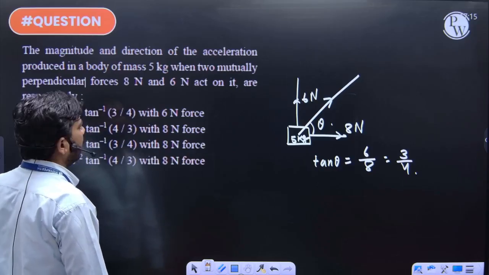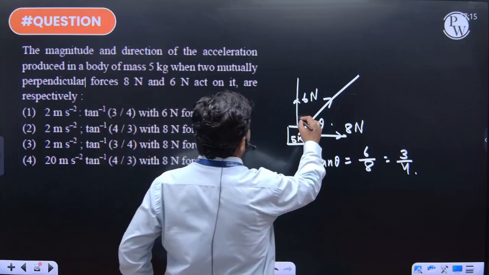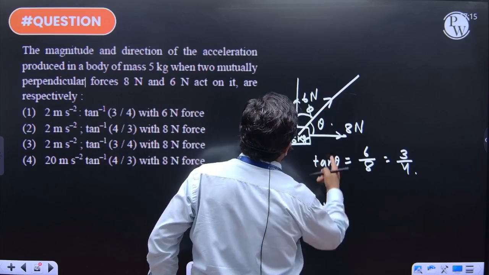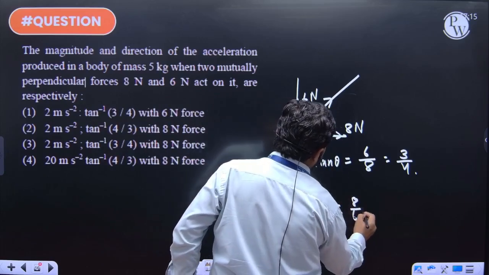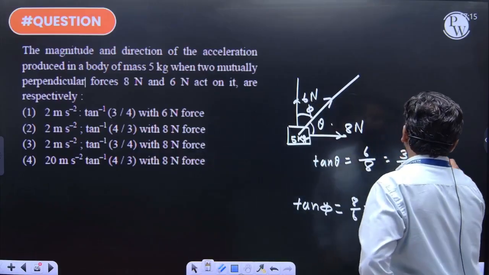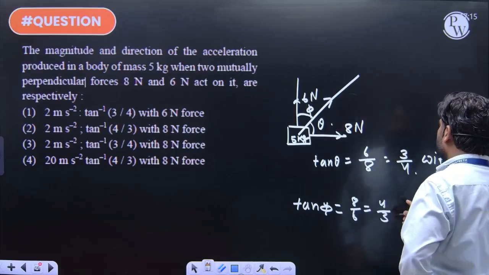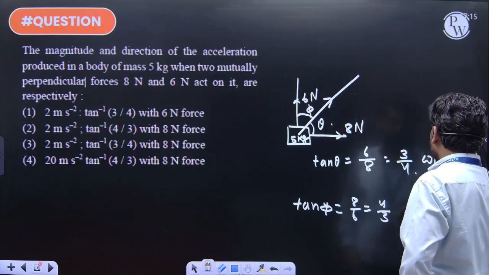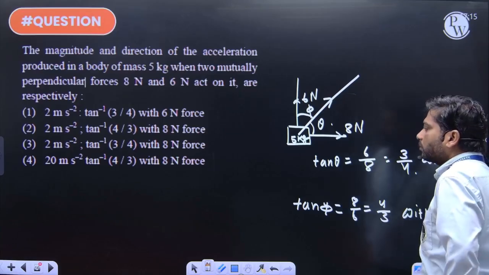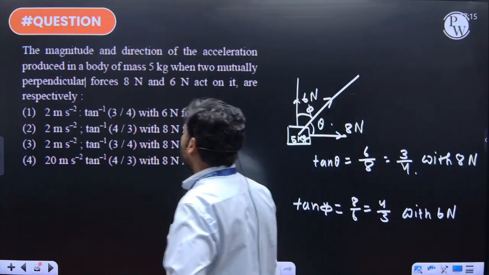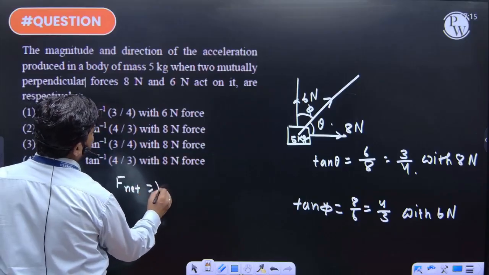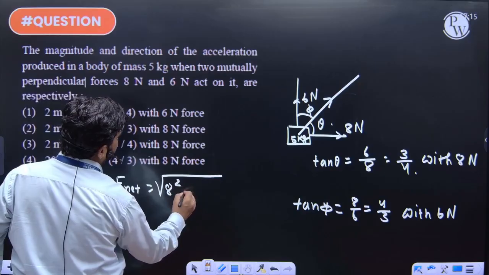Or if you are talking about this angle phi, then tan phi is equal to 8 by 6, that is equal to 4 by 3. So both options are there. This one is with 8 Newton, and this one is with 6 Newton. Clear? Now you need to calculate the acceleration. So what is the net force? F net is equal to, since both are perpendicular, can I write 8 square plus 6 square?